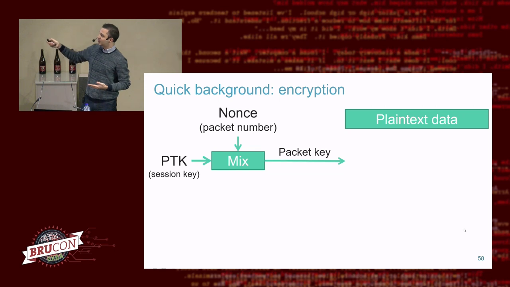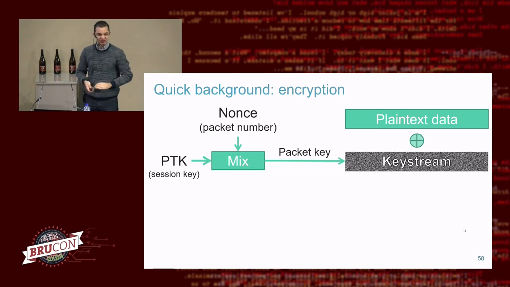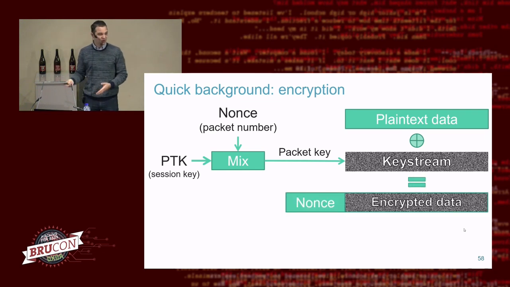And by combining it with the session key, we always have a unique per packet key. And this unique per packet key is then used to derive some fresh key stream from the packet key. Then encryption is quite straightforward. We simply take the key stream, we XOR it with the plaintext data, and there you go, we get the encrypted version of the packet. Now, of course, a plaintext header is added as well, so the receiver knows what to do with this packet.